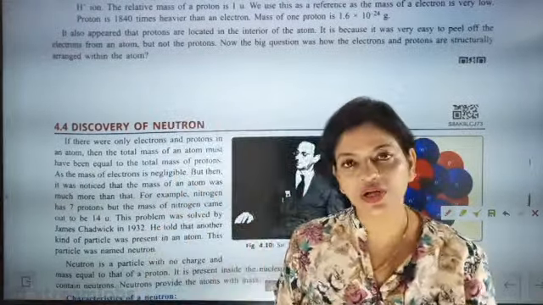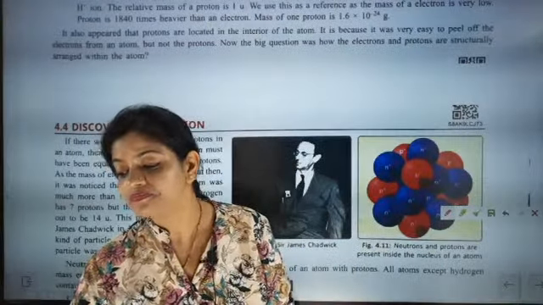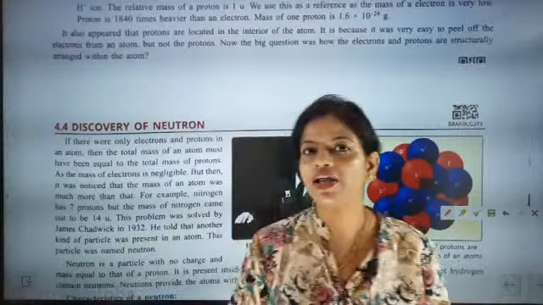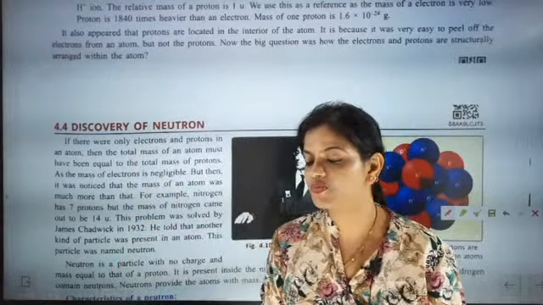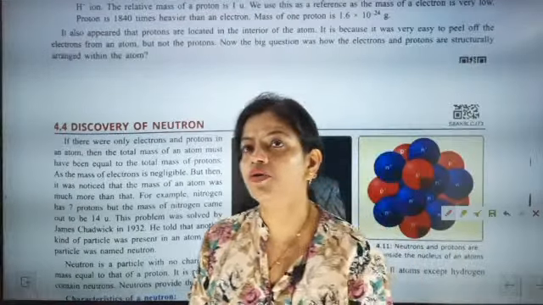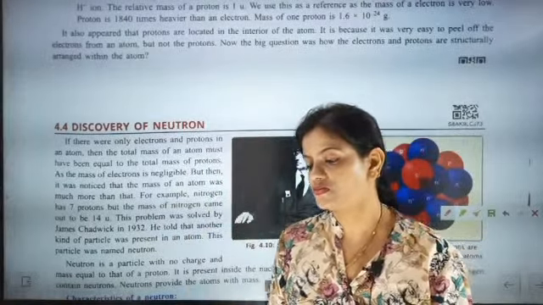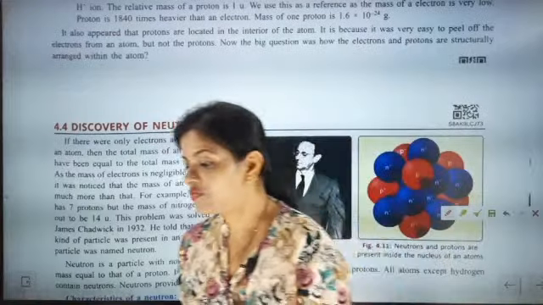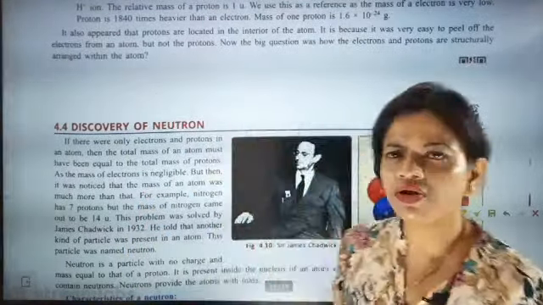They are contributing to the mass of the atom, but they are not having any charge. I hope you understood this point. Come on, quickly tell me, yes or no? So we came to know that the neutron is neutral. Understood, Sharmila? So only we came to know that the neutron is neutral.